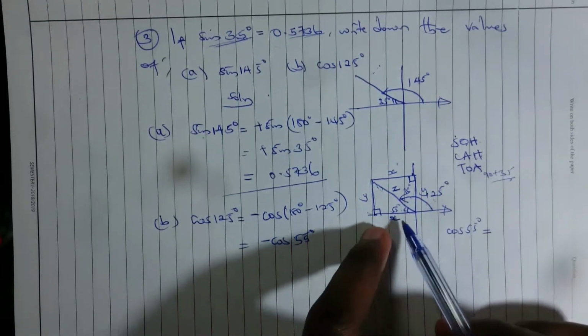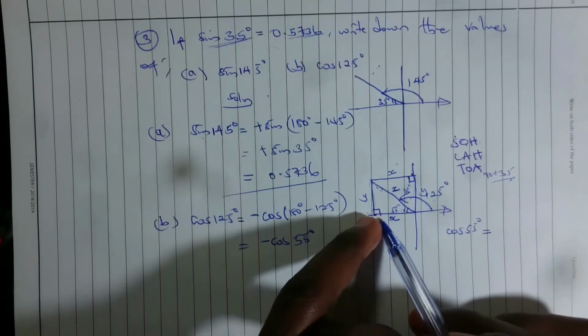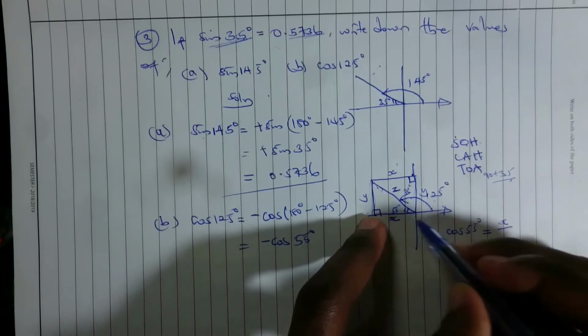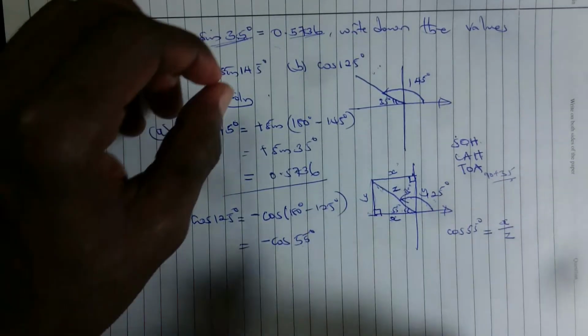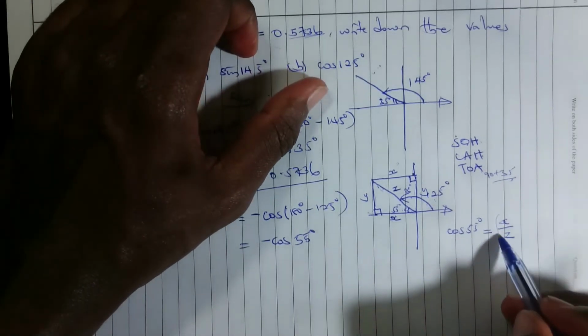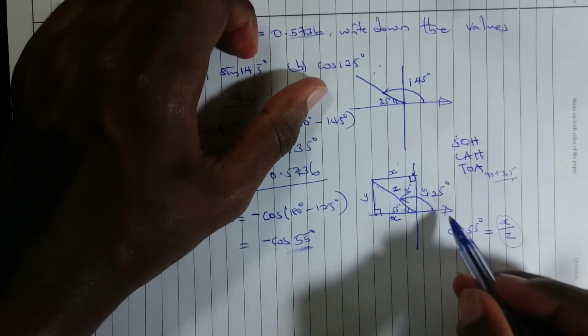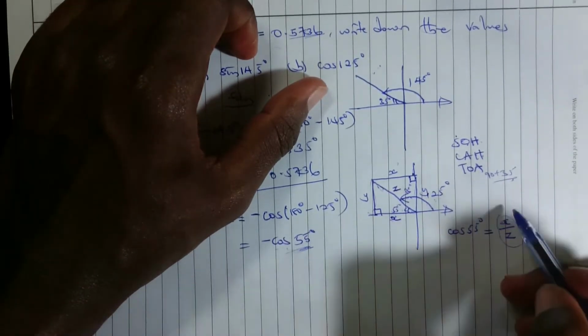So what does it mean? We check here. This angle 55 is here and it's adjacent to 90. That makes this adjacent over hypotenuse. Hypotenuse is the slanting one, which is z. Okay. So let's get what is equivalent to that cos 55, which is x over z. From there, let's now look in terms of 35. What will be x over z?